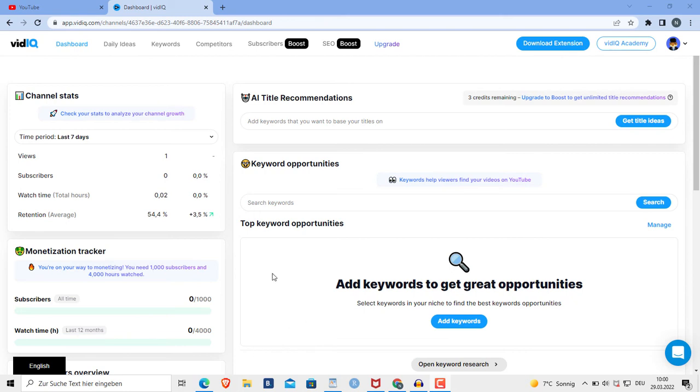Now we are at the VidIQ dashboard. I've put a link down below where to log in and how to download it. Today we're gonna check out the VidIQ Keyword-Inspector, which is a very useful tool, and we are interested in the keyword opportunities. As we are interested in the topic target audience, we type in target audience.